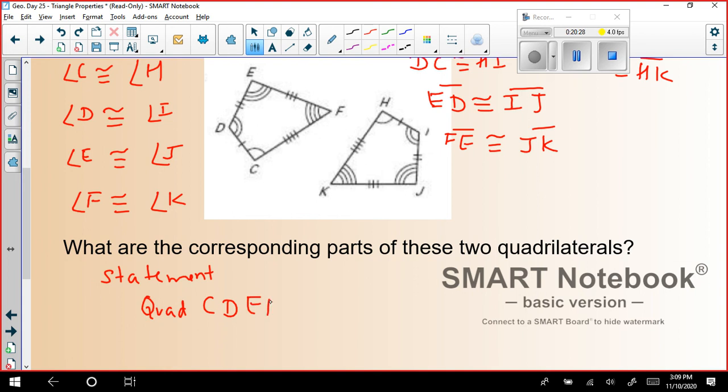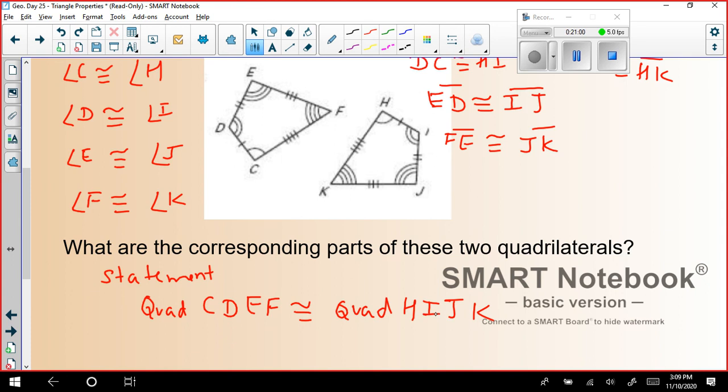CDEF is going to be congruent to quadrilateral. This is your final statement. Corresponding to C, with one hash line I have H, so I should write H first. Then corresponding to D with two arc lines is I, and J corresponds to E, and K corresponds to F. So quadrilateral CDEF is congruent to quadrilateral HIJK.